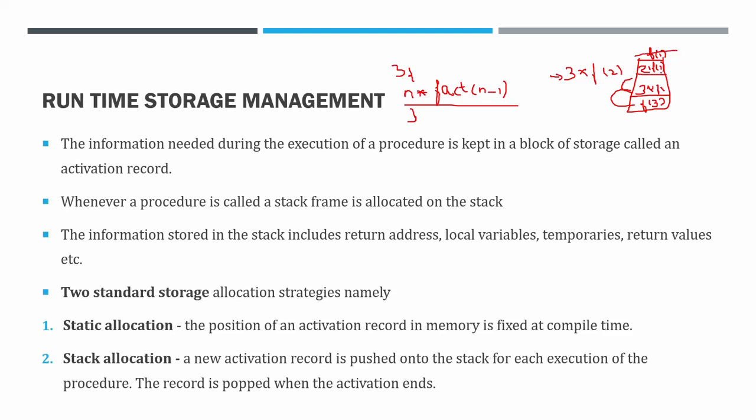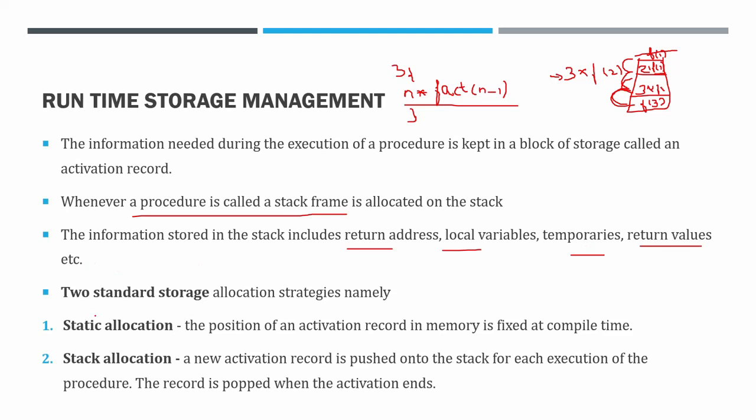From where is it called? From this location. So here all the instructions will be popped in this order, and at last it will come back to the location where it was called. This is what we call it: whenever a procedure is called, a stack frame is allocated on the stack like this. The information stored in the stack includes the return address, local variables, temporaries, and return values also.